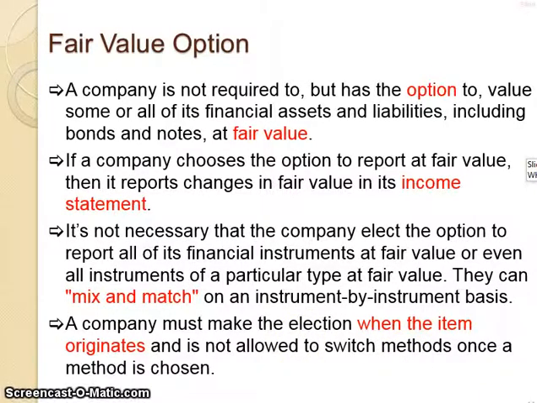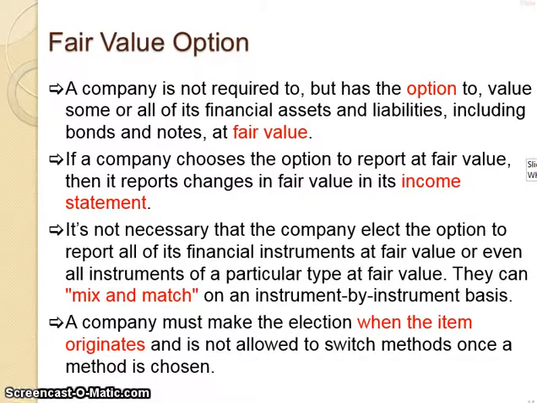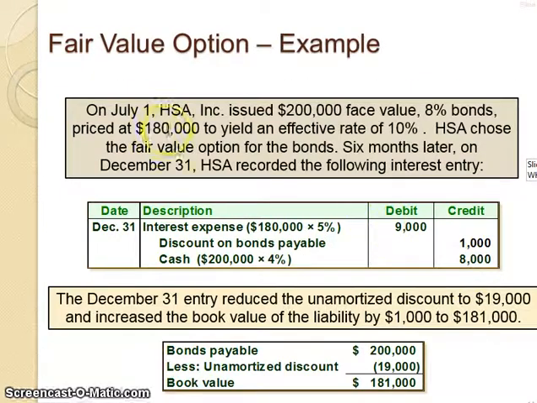So let me give you a number example on how this would work. On July 1st, HSA issued $200,000 face value 8% bonds, priced at $180,000 to yield an effective rate of 10%. We're not going to get into the math on this. We're just going to take their numbers and go with it. But it's important to realize you are dealing with a discount here, because the effective rate is 10%, but our bonds are only paying 8%.